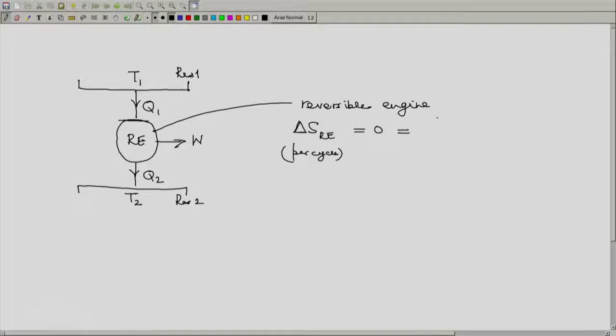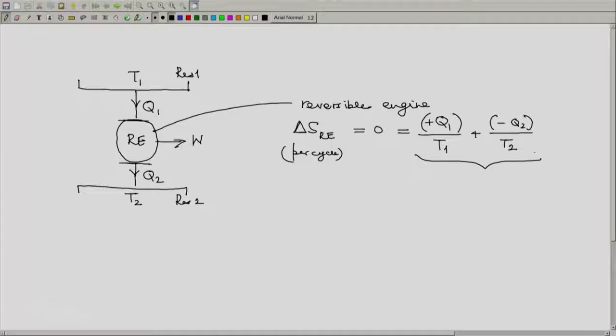So this will be, the heat absorbed is plus Q1, temperature at which that is absorbed is T1, plus there is a change in entropy when heat is rejected at T2. So here the heat absorbed by our reversible engine is minus Q2 divided by the temperature T2, and we know from our analysis and our definition of the thermodynamic temperature scale that the expression on the right hand side is indeed 0.